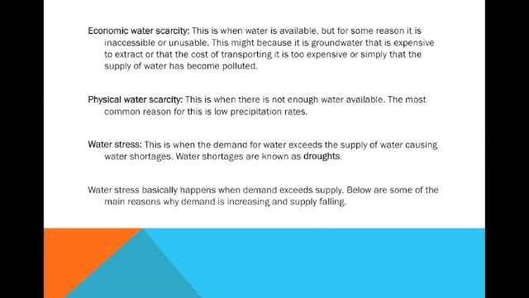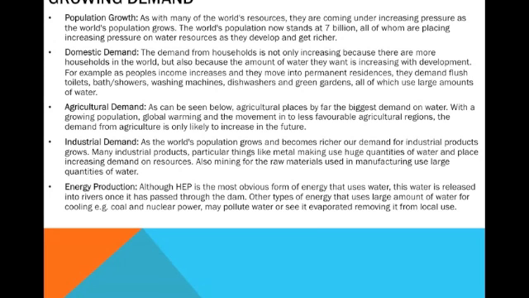Water stress is when the demand for water exceeds the supply of water, causing water shortages. Water shortages are known as droughts. Water stress basically happens when demand exceeds supply, so more people want it than there is water. And below are some of the main reasons why demand is increasing and supply is falling. So why is the demand growing?